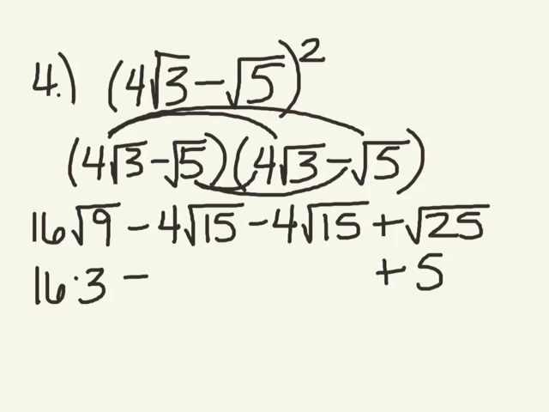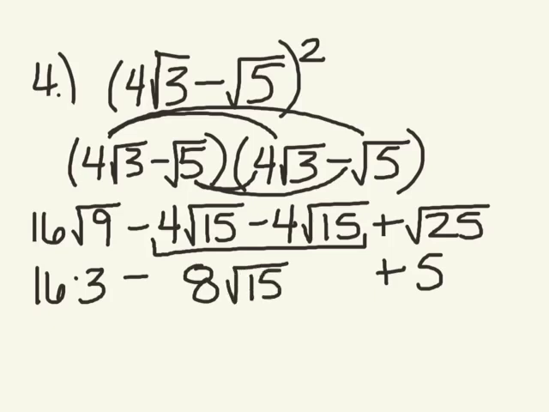And then if you look at these that we have in the middle, our middle terms have the same radical, so we can combine those. Negative 4 radical 15 minus 4 radical 15, that's negative 8 radical 15. The last thing we have to do here is 16 times 3, that's 48. Now we're just combining like terms as we go.